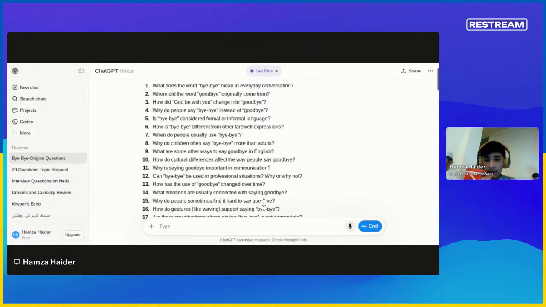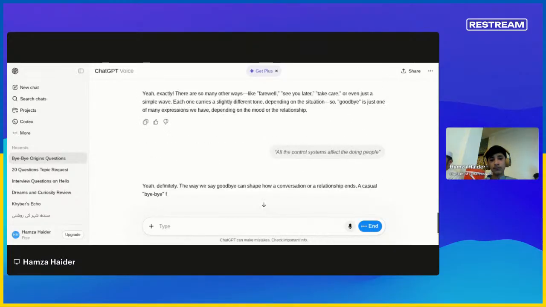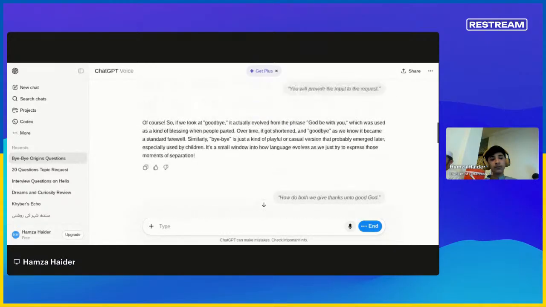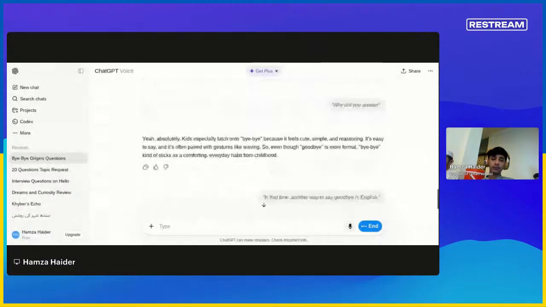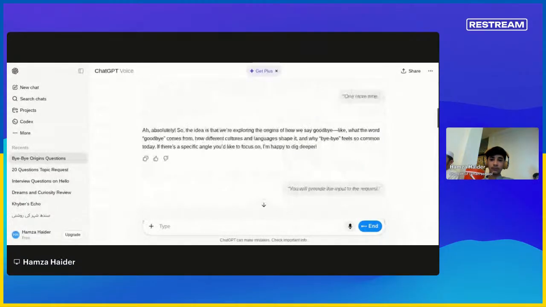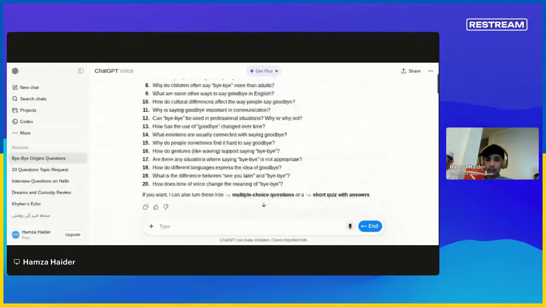How do cultural differences affect the way people say goodbye? Why is saying goodbye important in communication? That's a really good point. Even something as simple as a goodbye can set the tone for how we leave a conversation or a relationship. And depending on the culture or the situation, that farewell can really stick with someone, even if it's just a small word. Can bye-bye be used in professional situations? Why or why not?